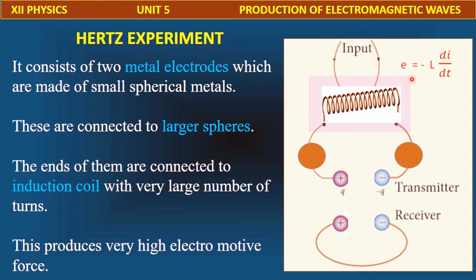Why is an induction coil with a very large number of turns used? Because the inductance depends on the number of turns. If you increase the number of turns, the inductance of the coil will increase. Here in the input, there is a cell with a switch. When the switch is kept on and released immediately, the time duration is very, very short, but the current that flows through the coil is very large. So di by dt is very large, and also the inductance of the coil is large. So the EMF of the coil becomes large. This produces a very high electromotive force in the coil.